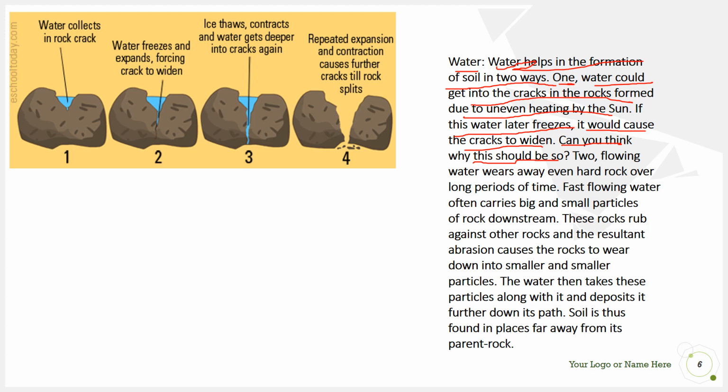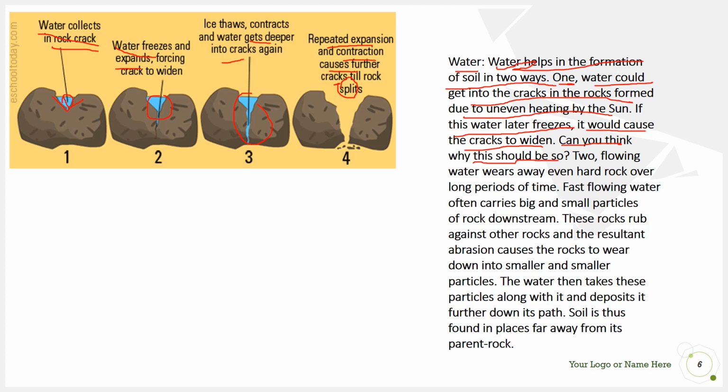What is the first way that water collects in a rock crack? Whatever crack is present in the rock, the water is collected in that crack. After that, this water freezes and expands. As water freezes, it expands. This frozen water gets deeper into the cracks, and after repeated expansion and contraction, this causes further cracks in the rock. So, dear students, this is the first way the water forms soil from the rock.